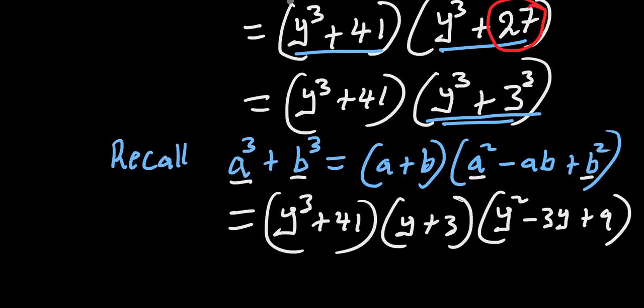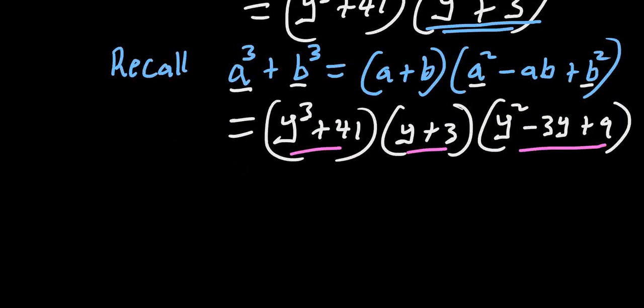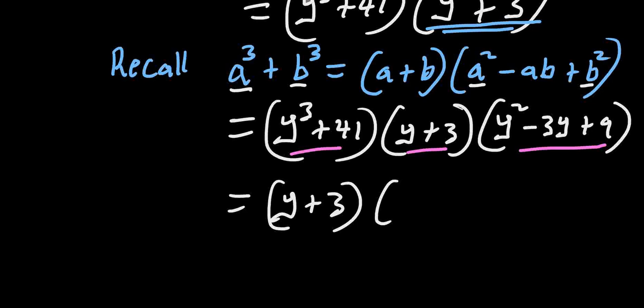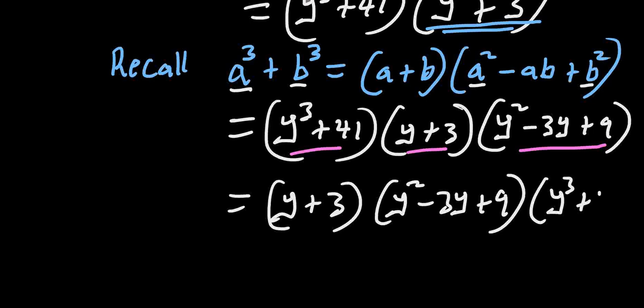So if you look at this factor here, you discover that it cannot be factored any further. Also, this cannot be factored any further, and this cannot be factored any further. All right, so you can either leave it just like this, or you can rewrite it. If you leave it the way it is now, it's still very much correct. But if you wish to rearrange it, you can have this first, and then y squared minus 3y plus 9, and then y to the third power plus 41.